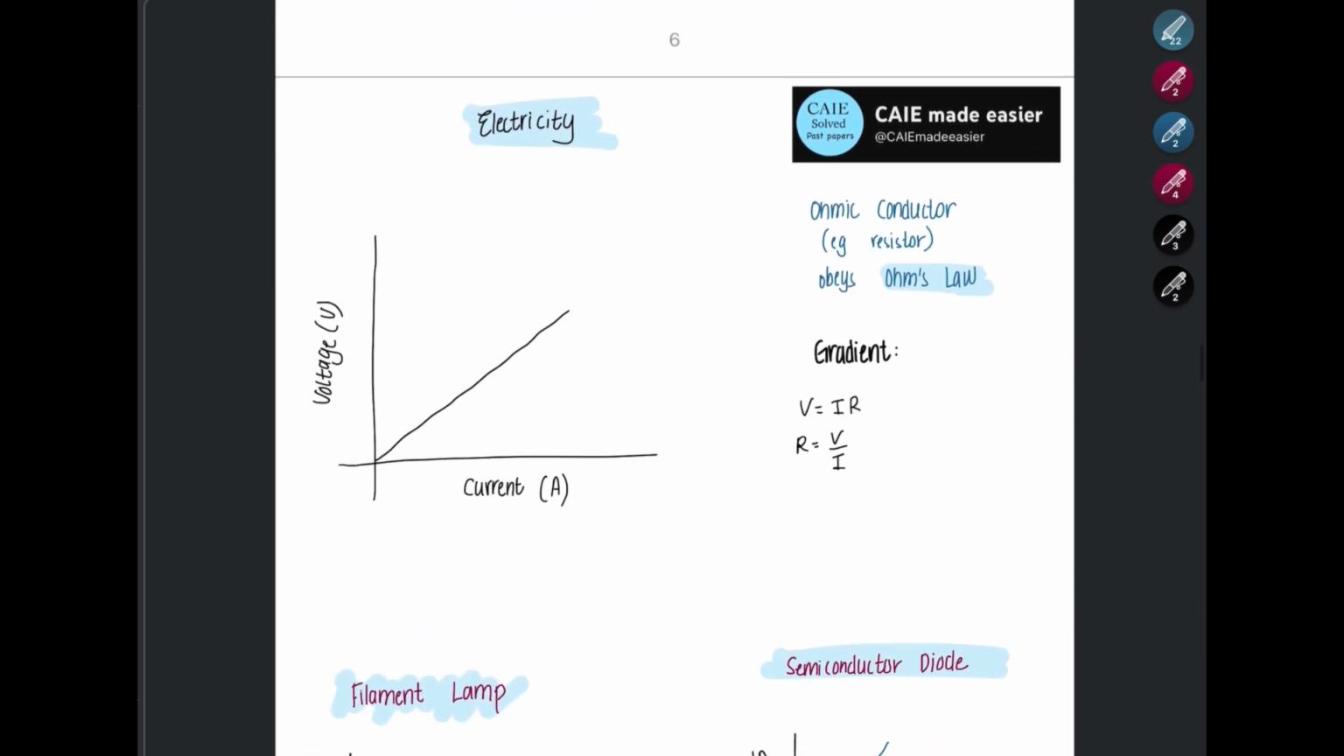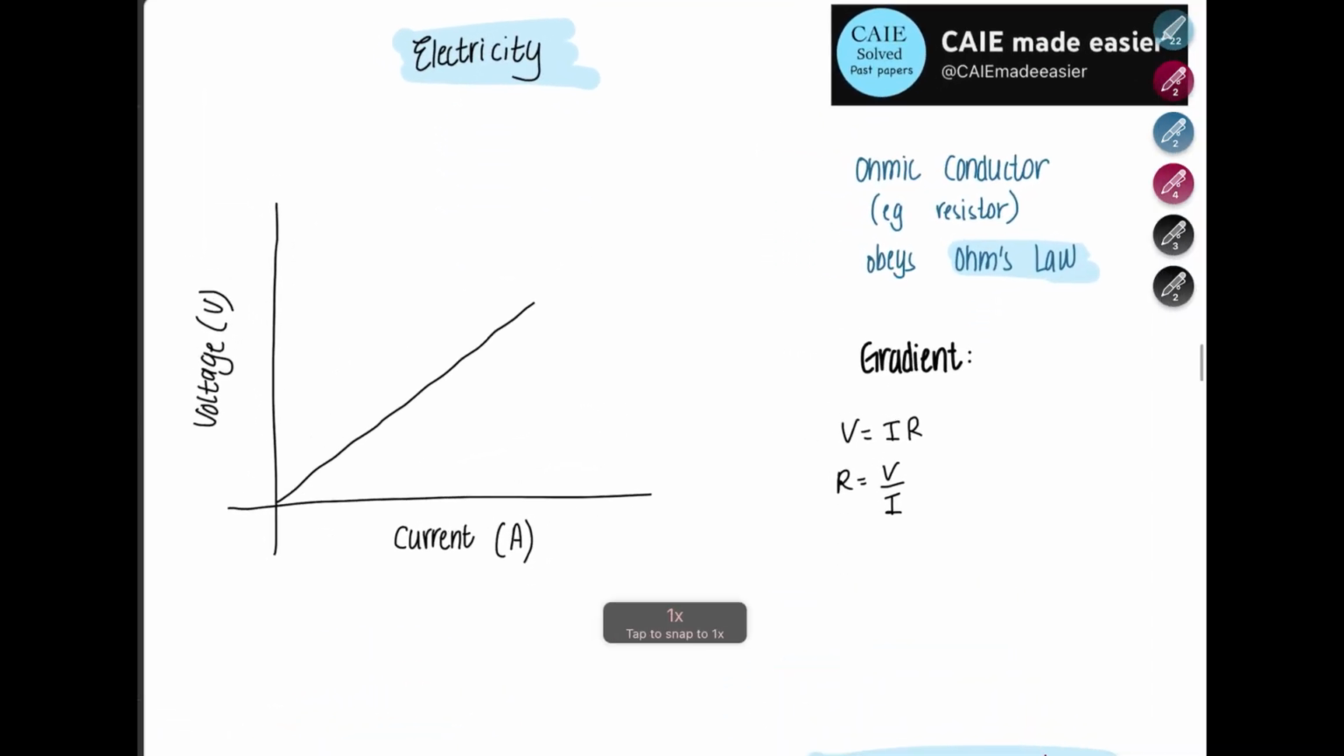Okay, now we can move on to electricity. So in this graph, we have current on the x-axis and voltage on the y-axis. Sometimes they can even reverse this. Okay, so make sure to look at what is on the axes. Now this represents an ohmic conductor, for example, a resistor. It obeys Ohm's law because the line is passing straight through the origin.